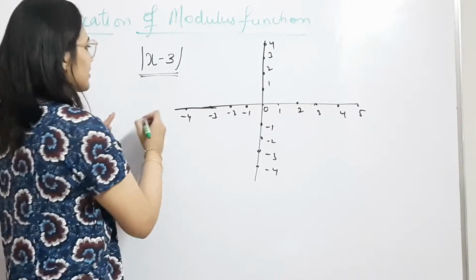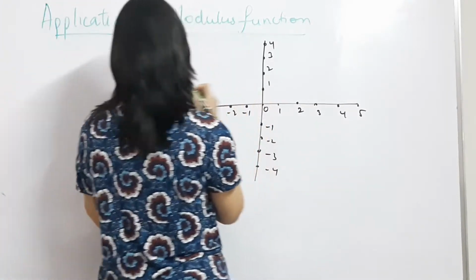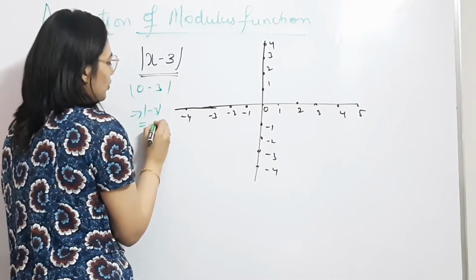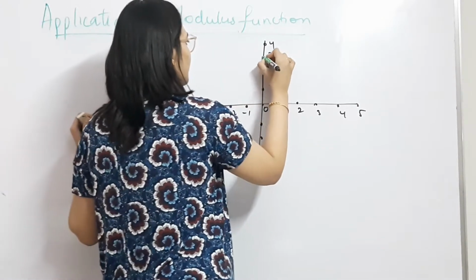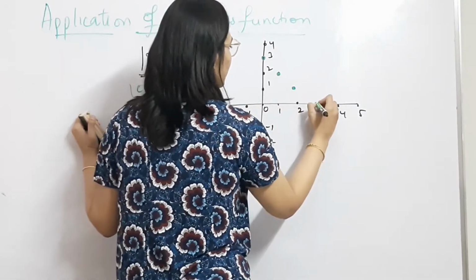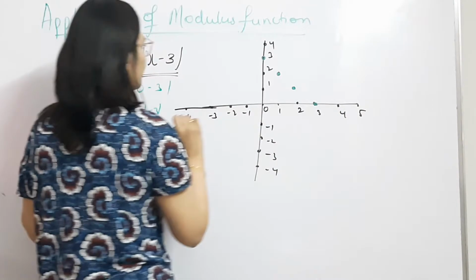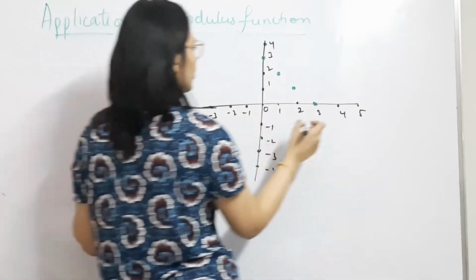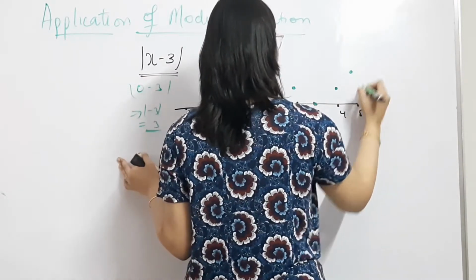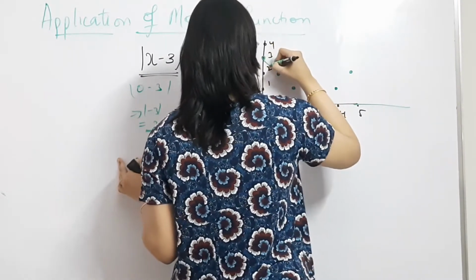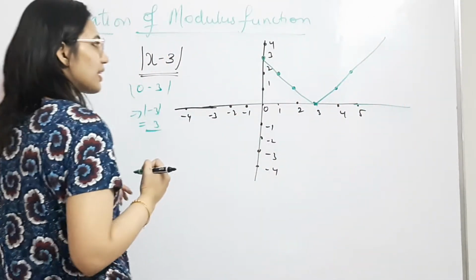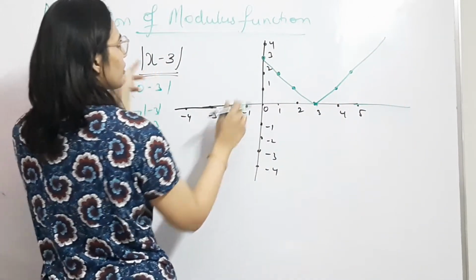So if you say x is 0, you get the answer 0 minus 3 mod. So you'll get mod of minus 3, and you know for a fact this is 3. So this is 3. For x is 1, you get 2. For x is 2, you get 1. For x is 3, you get 0. For x is 4, you get again 1. For x is 5, you get 2. And so on. So this is the graph. Again, for x is minus 1, you get 4.